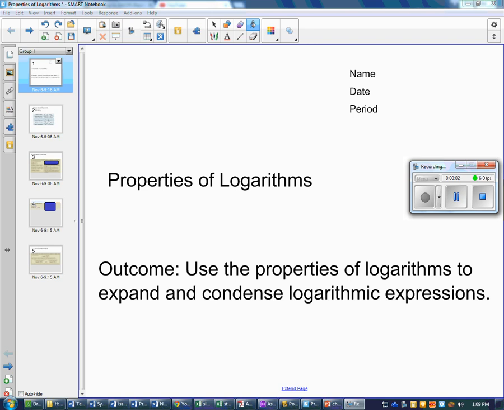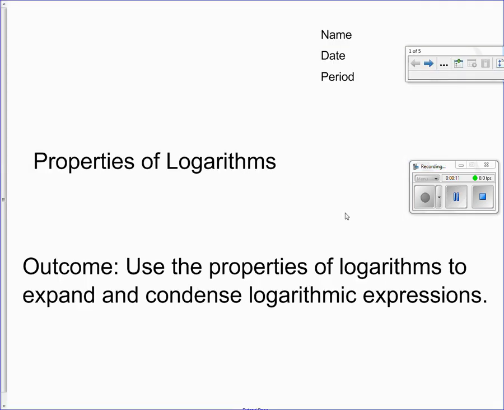Make sure you have your name, date, class period in the top right-hand corner. The title of this set of notes is Properties of Logarithms. And the outcome is to use the properties of logarithms in order to expand and condense logarithmic expressions.